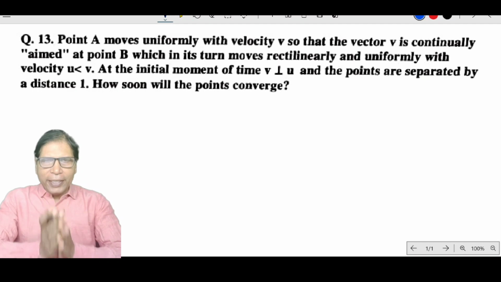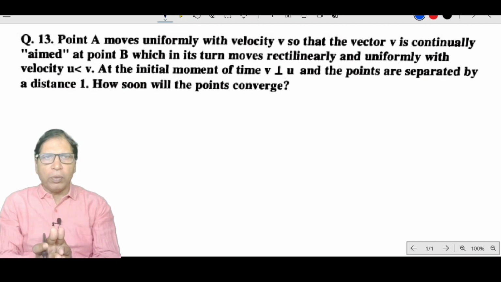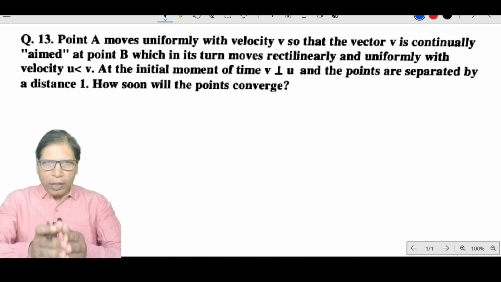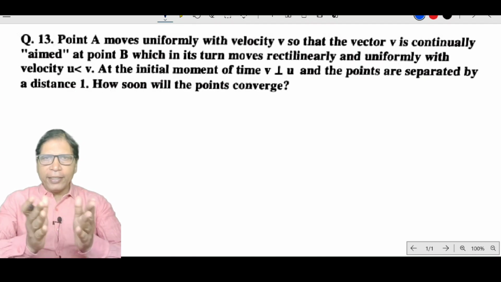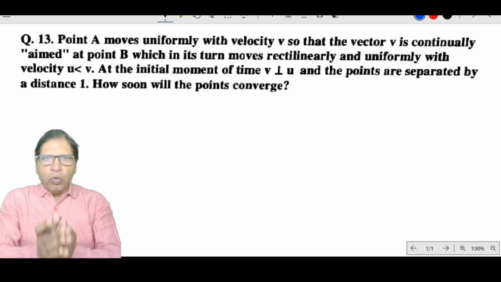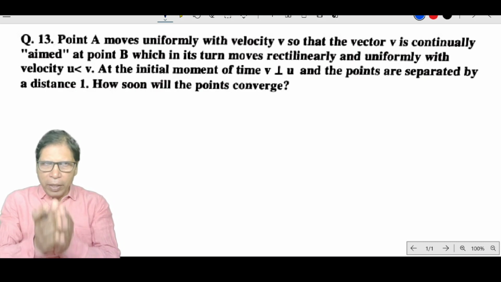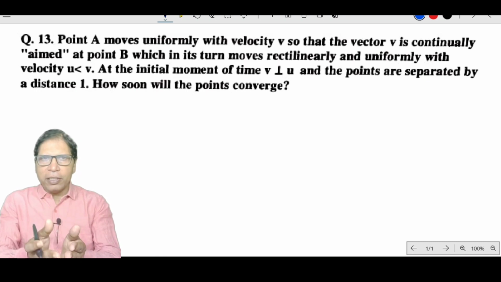Today I will be discussing the solution of IRODOV question number 13, 14, 15 and 16. This solution will be extremely helpful for the preparation of JEE Main and Advanced.